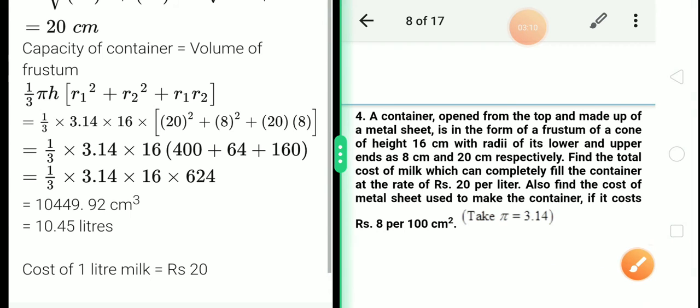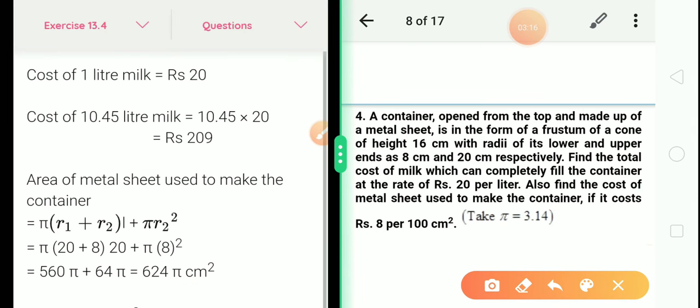Now cost of 1 liter milk is Rs 20. Therefore cost of 10.45 liter milk is equal to 10.45 into 20. It will come Rs 209. Therefore cost of 10.45 liter milk is equal to Rs 209.